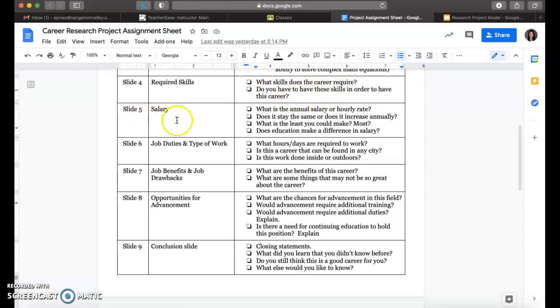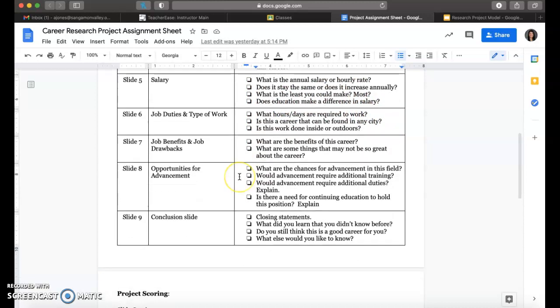Slide 5 talks about salary. What is the annual salary or hourly rate? Does it stay the same or does it increase annually? And what is the least you can make and most? And does education make a difference in salary?